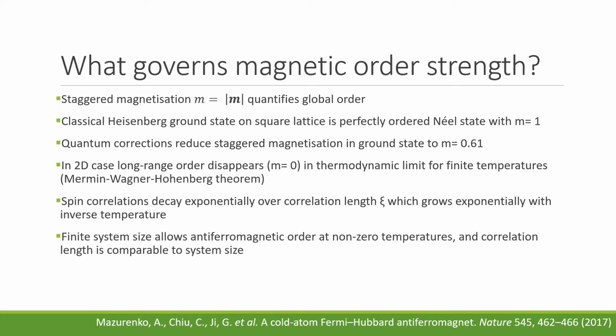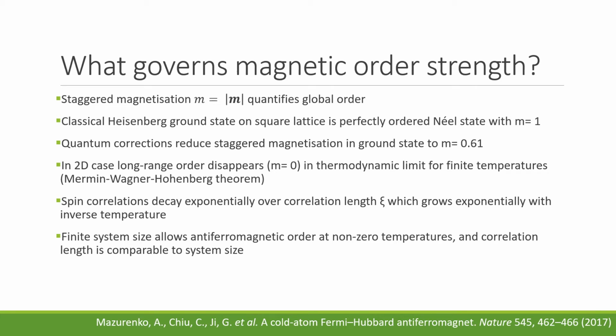This is because of the Mermin-Wagner-Hohenberg theorem, which states that continuous symmetries cannot be spontaneously broken at finite temperature in systems with sufficiently short-range interactions. So this means that long-range fluctuations can be created with very little energy cost, which increases the entropy of the system, so it's energetically favoured for the system to do that rather than retain long-range order. In this case, the spin correlations decay exponentially over what's called the correlation length. This grows exponentially with inverse temperature, so as the temperature increases, the spin correlation length becomes so short that you lose long-range order.